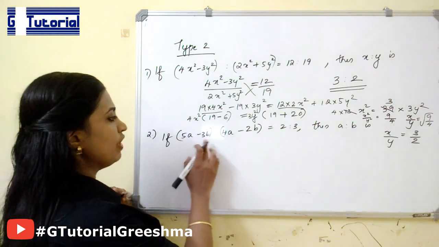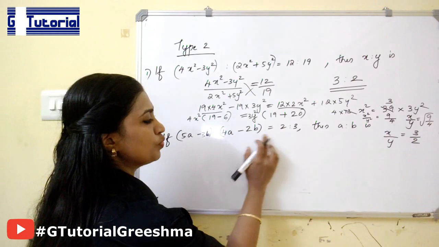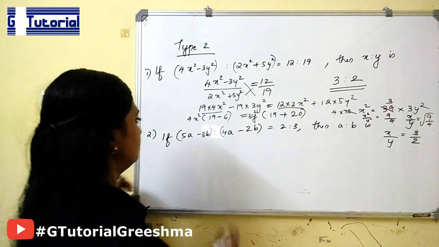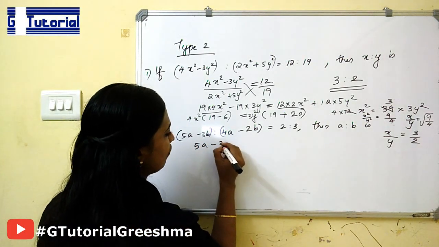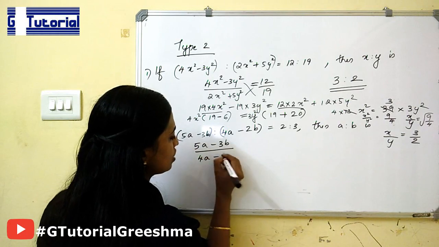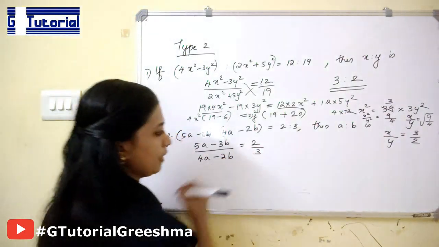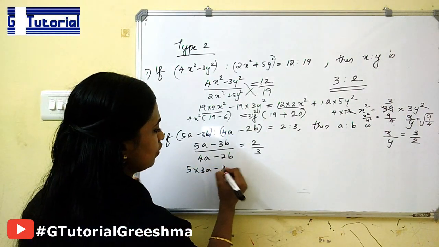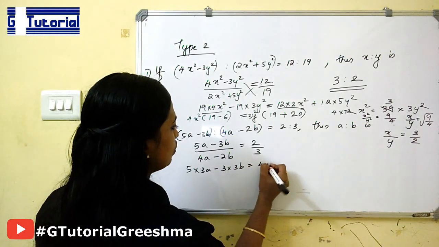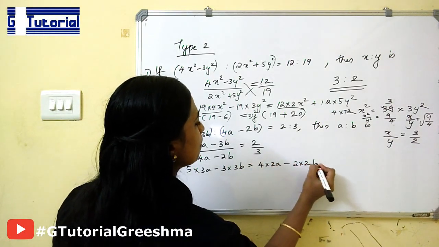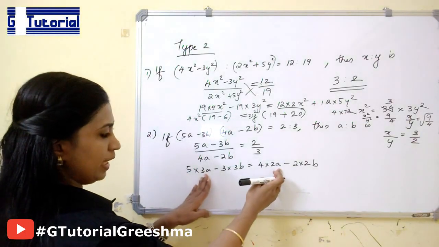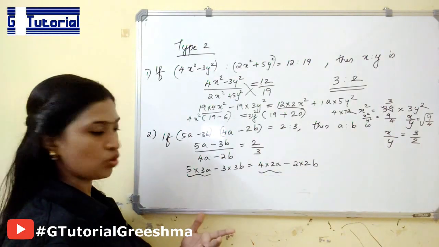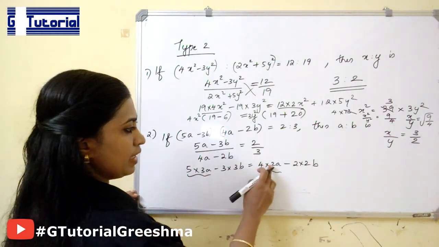Next question. If 5a minus 3b is to 4a minus 2b is 2 is to 3, then what is a is to b? We are asked to find the ratio a is to b. So we can write 5a minus 3b by 4a minus 2b is equal to 2 by 3, and then cross multiplying, 5 into 3a minus 3 into 3b is equal to 4 into 2a minus 2 into 2b. Taking a terms to one side and b terms to the other side. Here you can't take any common terms, only a is common. So 5 3s are 15 minus 4 2s are 8.